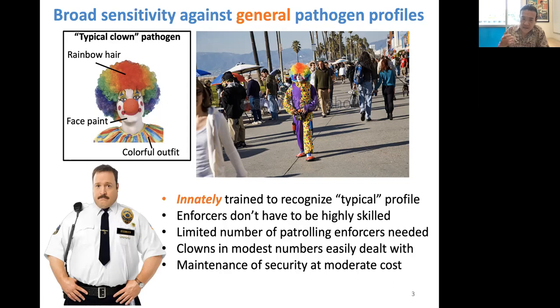In this case, these enforcers don't have to be super highly skilled. They only need to look out for these generic clown features. And you only need to have a limited number of these guys patrolling. For example, this boardwalk on the beach here, I think this is like Venice, California, right? And they can easily spot clowns, and they can easily arrest the clown and get the clown out of the general public there. Right? So the benefit of this is that this is modest security that's very effective and can be maintained at a very moderate cost.